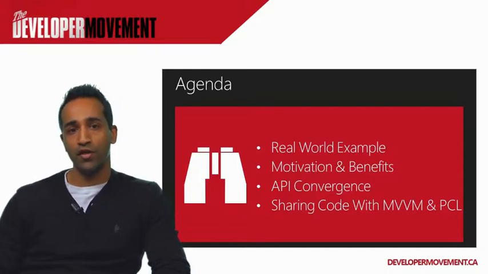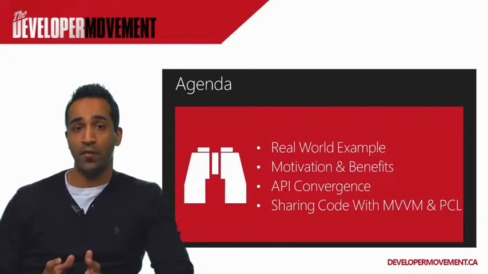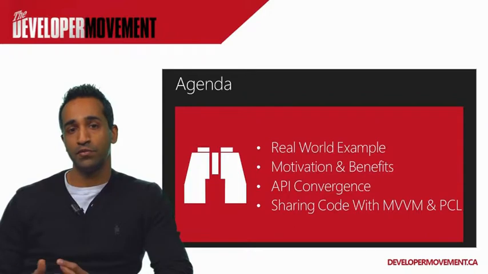Then we're going to go over the motivations and benefits. It should be pretty straightforward in terms of what they are, but we want to level set and make sure we're all on the same page. I'll talk about API convergence and the story around that, and how certain APIs are available and how certain APIs are not available, and the tips and tricks you can use to make sure your code is portable and reusable.